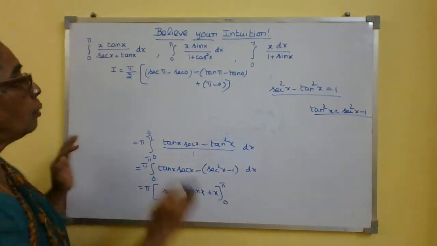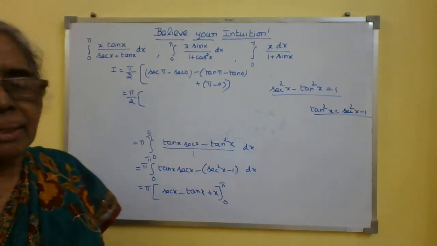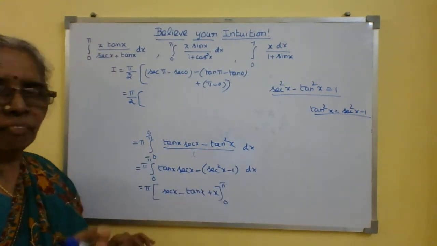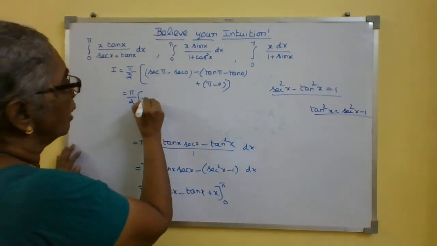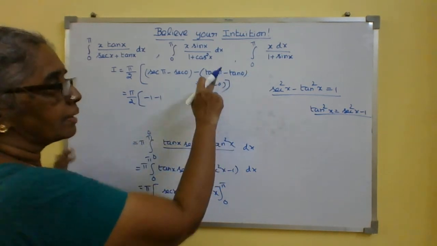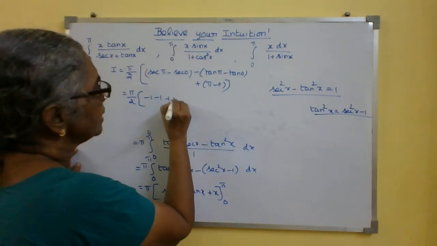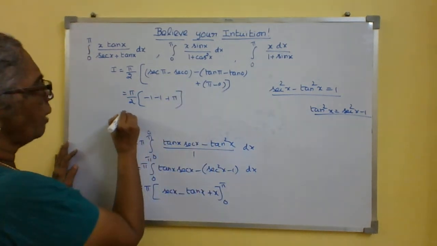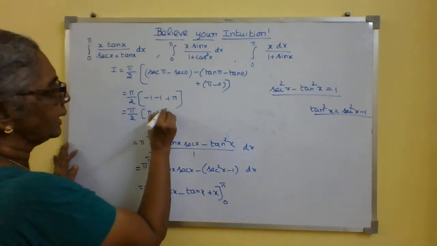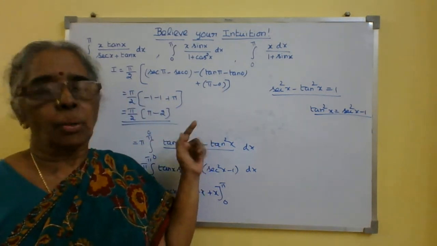Okay. So now, pi by 2 into, what is secant pi? Secant pi is minus 1. Secant 0 is 1. You should be very familiar with all these things. So here is minus 1 and minus 1. This is 0, that is also 0, because tan 0 is 0 and tan pi is 0. Here I have plus pi. Okay. So now I will be getting pi by 2 into pi minus 2. So this will be my answer. So hope you are clear how to do this sum.